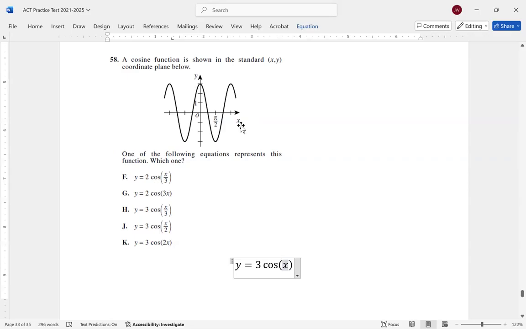Now, here's where it gets tricky. Make sure that on the inside, cutting it down by a factor of 2 is actually multiplying x by 2. So y equals 3 times cosine of 2x is the correct answer, and that's option K. Again, if you have a graphing calculator, you could graph this and confirm that this is the picture you get. So K is the answer to question 58.